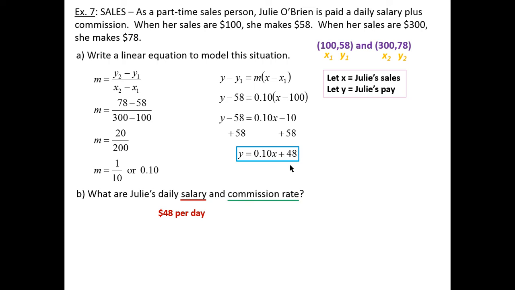And the second part, her commission rate, well, that's going to be the part that could change. If her sales are very high, then she's going to get a lot more money. And if her sales are very low, or if she doesn't do any sales for that day, then she'll either make very little or even nothing. And that's going to be the 0.10, or once again, you could think of it as 10 cents. So for every dollar of sales that she has, she's going to make an extra 10 cents for herself.